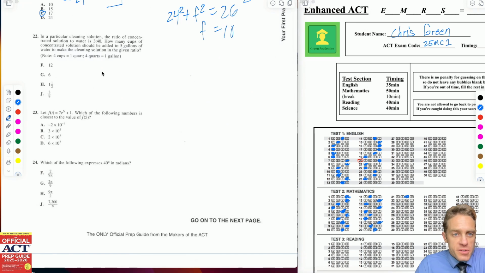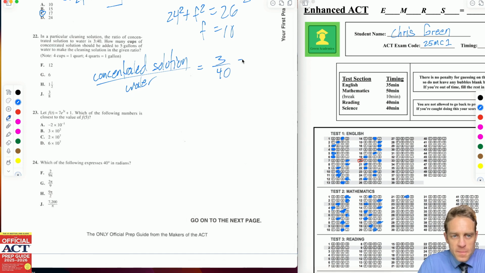In a particular cleaning solution, the ratio of concentrated solution to water is 3 to 40. Concentrated solution to water is 3 to 40. How many cups of concentrated solution should be added to 5 gallons of water? So the 5 is the water that goes on the bottom, and this is the unknown. And you simply solve by cross multiplying, which gives you 15/40, which is 3/8.